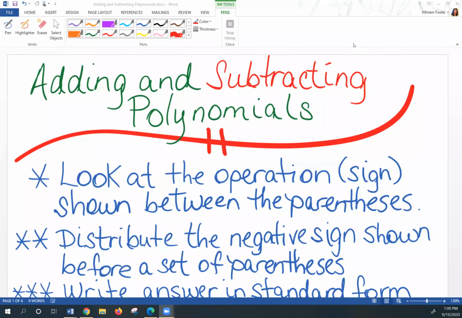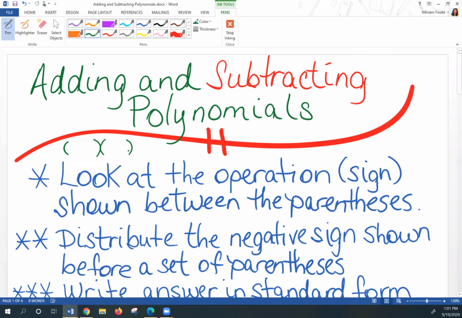When adding and subtracting polynomials, you want to look at the operation sign that's shown between the parentheses. So that could be a plus sign, a minus sign, or if you see parentheses next to each other, that's an indication that you will be multiplying.